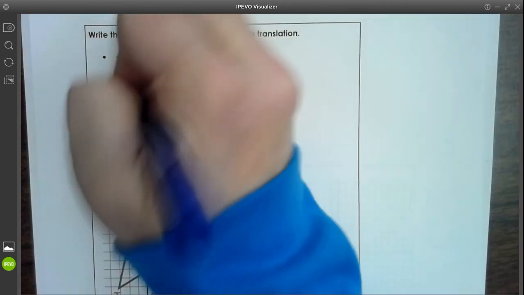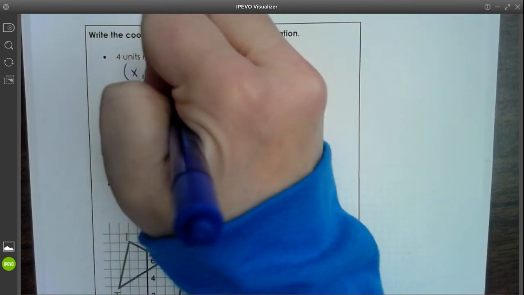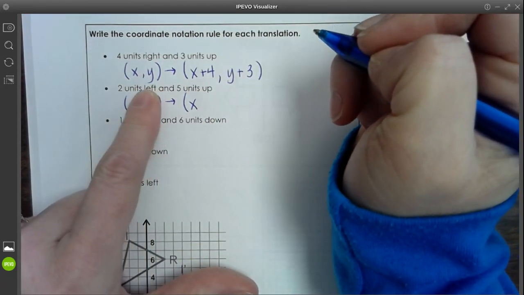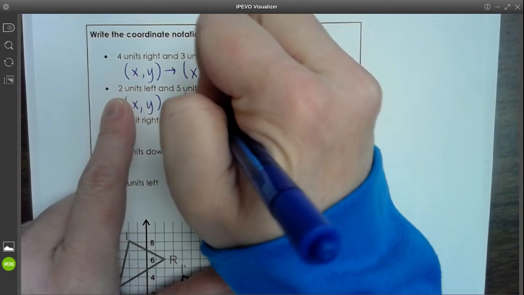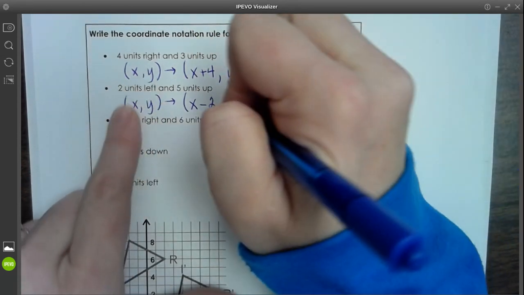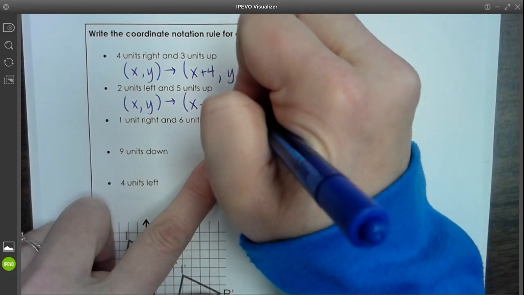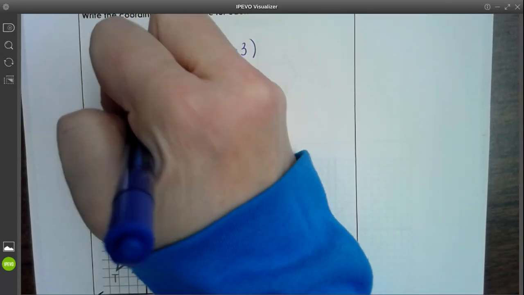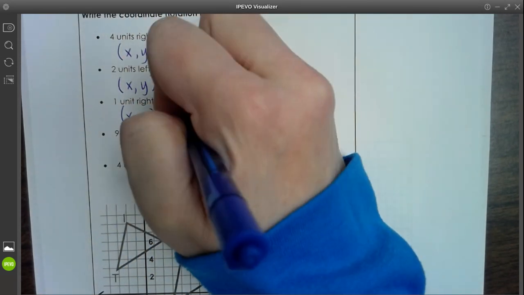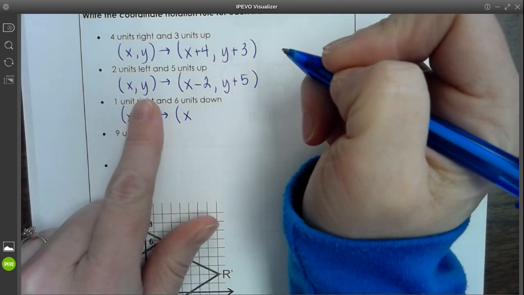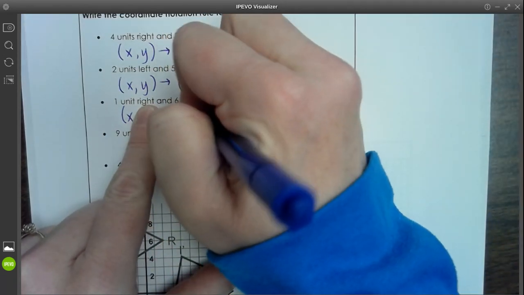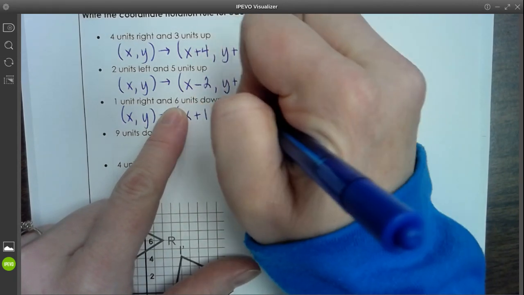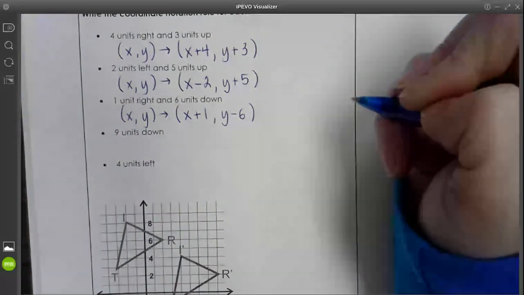Okay, the next one, again, we always start with x comma y maps to. So the x, 2 units to the left, left affects the x in the negative direction. And then 5 units up, up is the y, and it is positive. So I'm going to write plus 5. The next one, again, start with x comma y maps to. Okay, so for the x, it's 1 unit to the right. Right is positive direction, so I'm going to write plus 1. And then 6 units down, we're going to write y minus 6 because down is the negative direction.